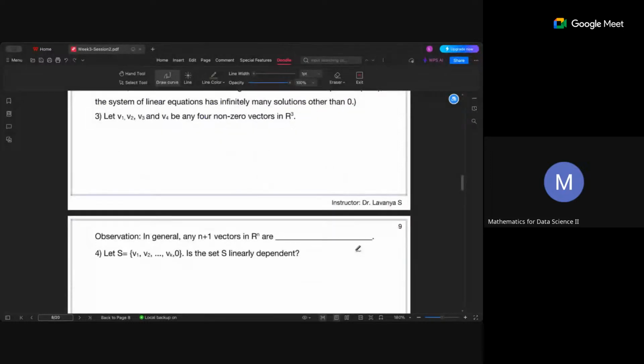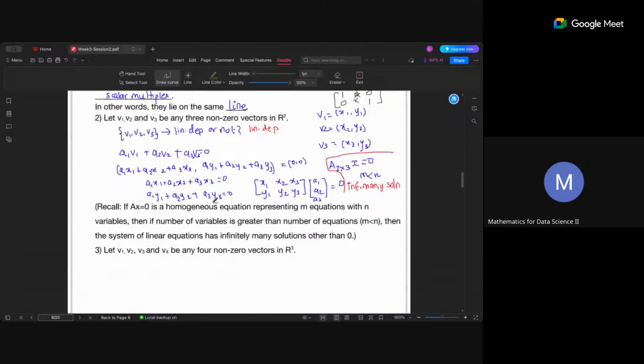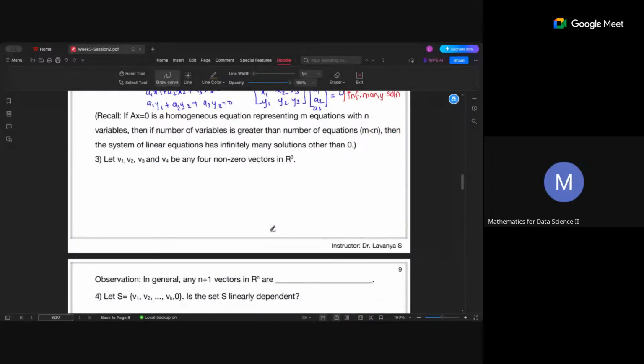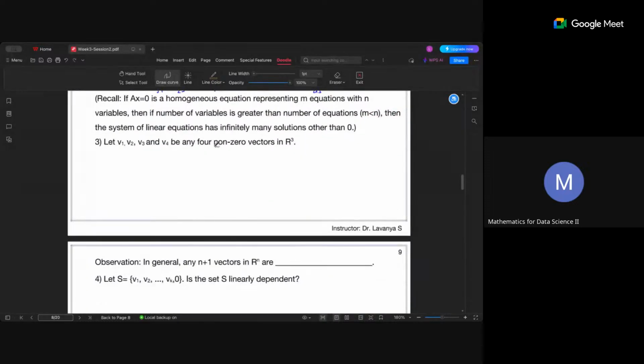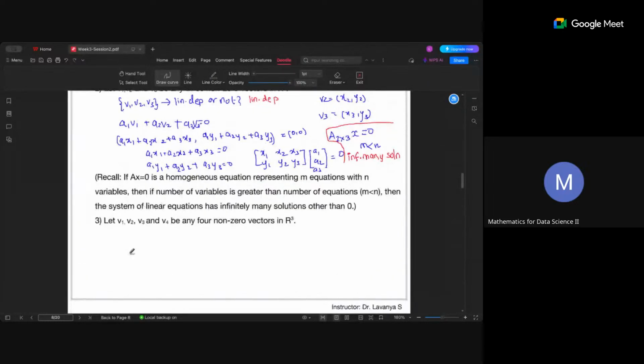Everyone, there is a small exercise I'm going to give you now. Whatever we did here, do the exact same thing when you have four vectors in R3. Just write down the steps so that you understand what is going on, and see what happens. Check whether the set of vectors v1, v2, v3, v4 is linearly dependent or not.